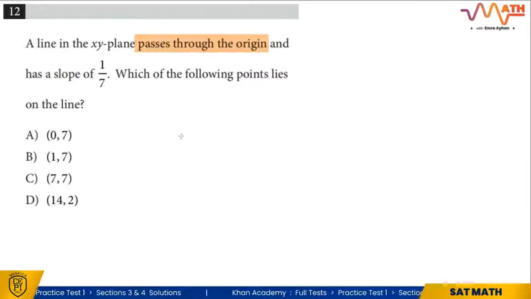So you can write the slope as m is equal to y over x. So here, then it is 1 over 7 means which of the given options, when we divide the y value by the x value, will give us 1 over 7. Here 7 over 0, 7 over 1, 7 over 7, 2 over 14, right? 2 over 14 will be 1 over 7. This is the correct ratio.